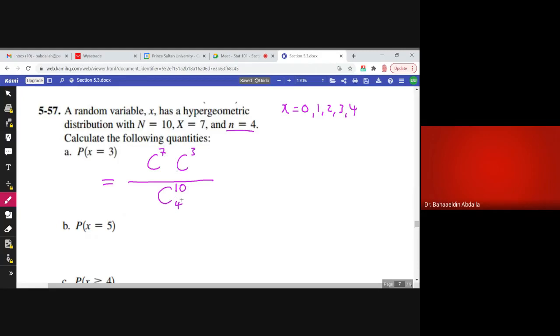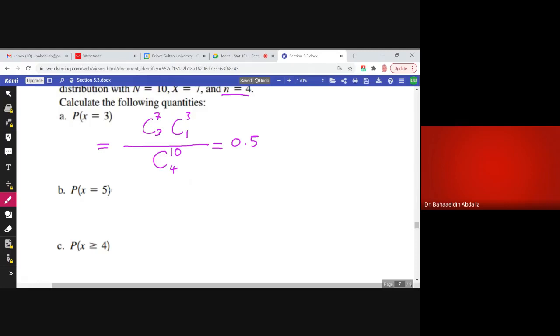And of those 4, how many do I need to select? 3. Can I select 3 out of them from the 7? Yes. And in this way, you are going to select 1 from here. 3 plus 1 is 4, so everything is fine. And you can find this probability: 7C3 times 3C1, which is 3, by the way, over 10C4. So the answer is half. So the probability of x equals 3 is half.